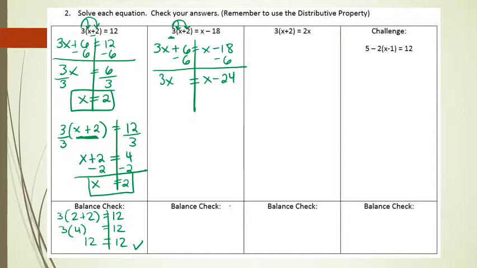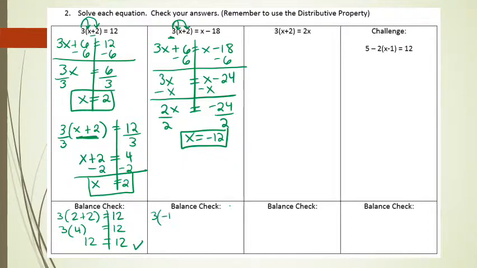Then I'm going to subtract x from each side so that I can get x's on one side. I have 2x equals negative 24. Divide by 2, and I get x equals negative 12. So now let's check. 3 times negative 12 plus 2 equals negative 12 minus 18. So 3 times negative 12 plus 2 is negative 10. Negative 12 minus 18 is negative 30. 3 times negative 10 is negative 30. So these balance out, we're good.